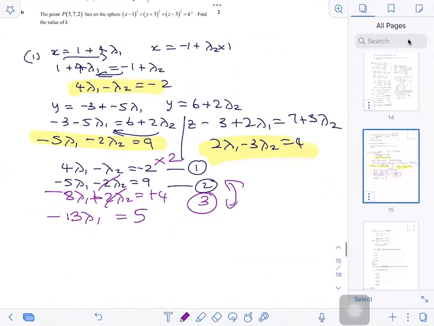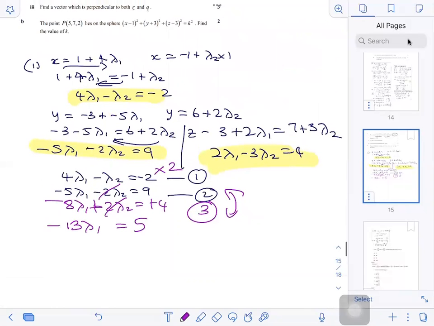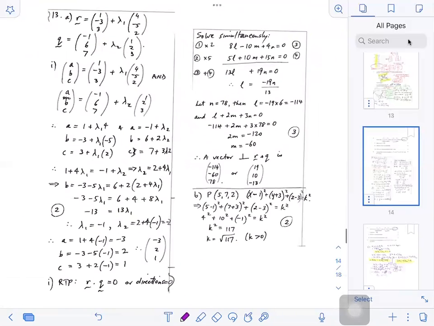Phi 1 is minus 1. Oh yeah, if you add those together, you actually get 13. Silly me. Okay, so phi 1 equals minus 1. So what did they get there? Phi 1 equals minus 1.